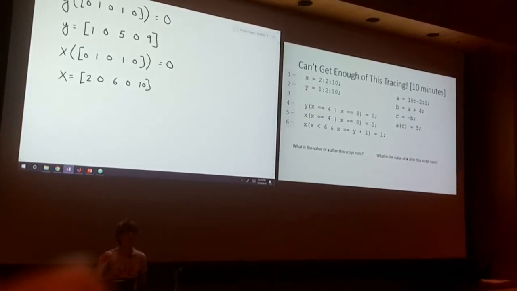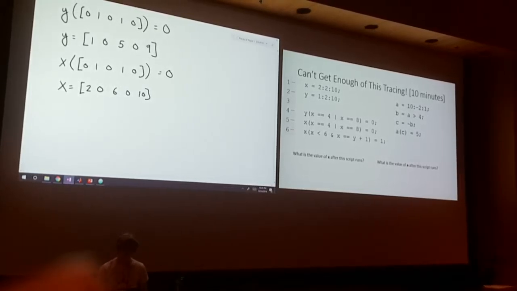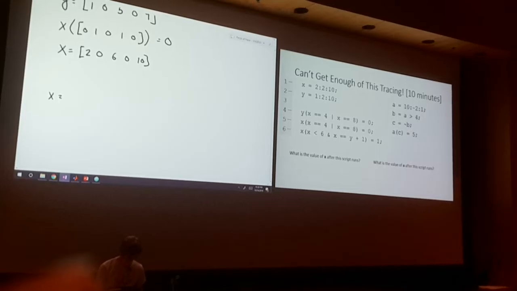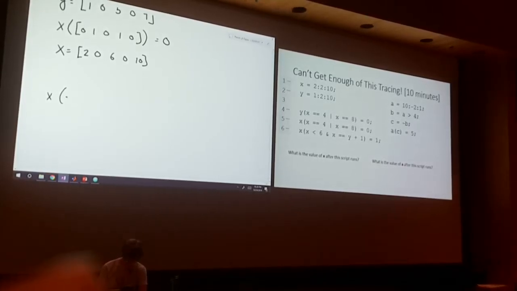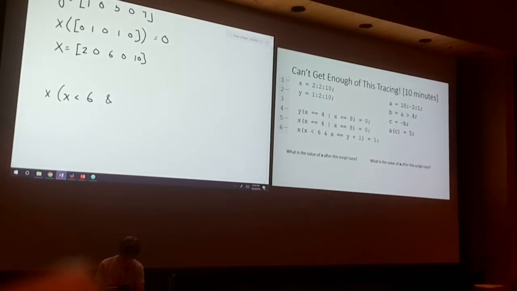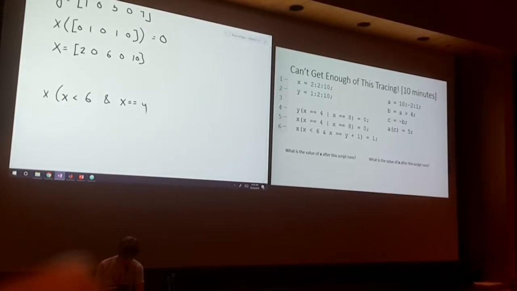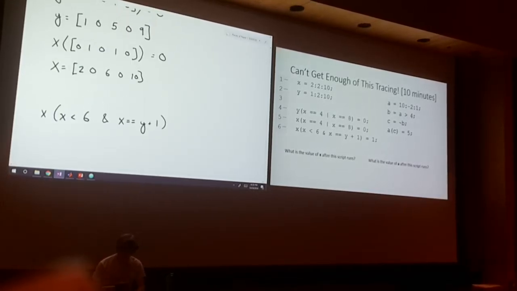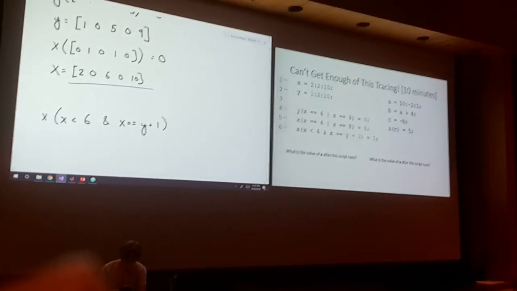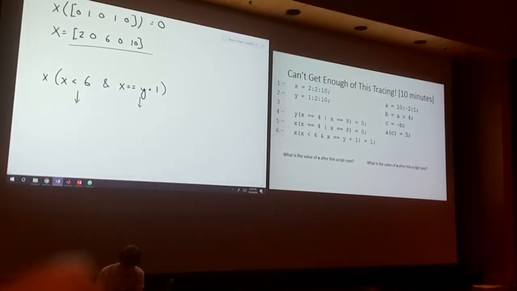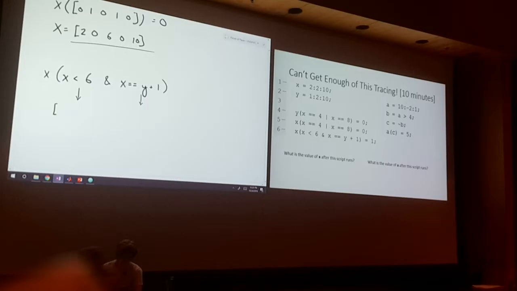Now we have the last problem, which is a little bit tricky. Okay? So what we're going to do, again, let's write it out. x of x less than 6, and x is equal to y plus 1. Okay? So this is what our x looks like right here. So let's break this down into its parts again. And let's think about what the logical matrix looks like here.